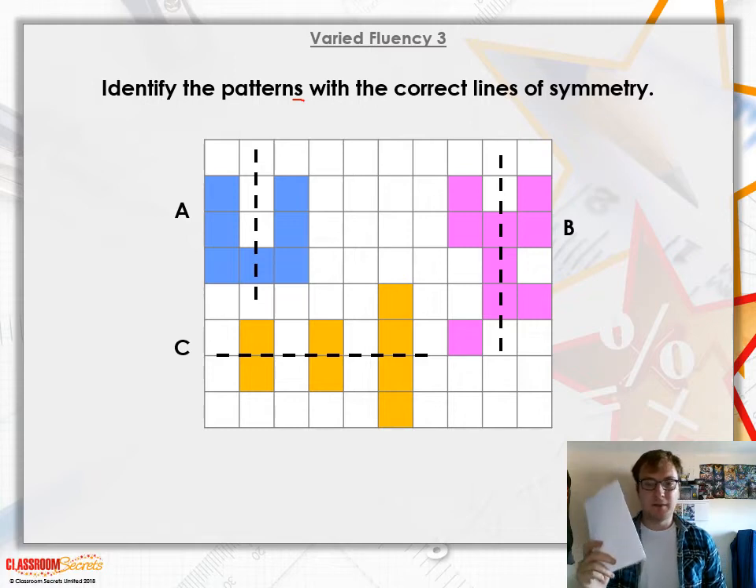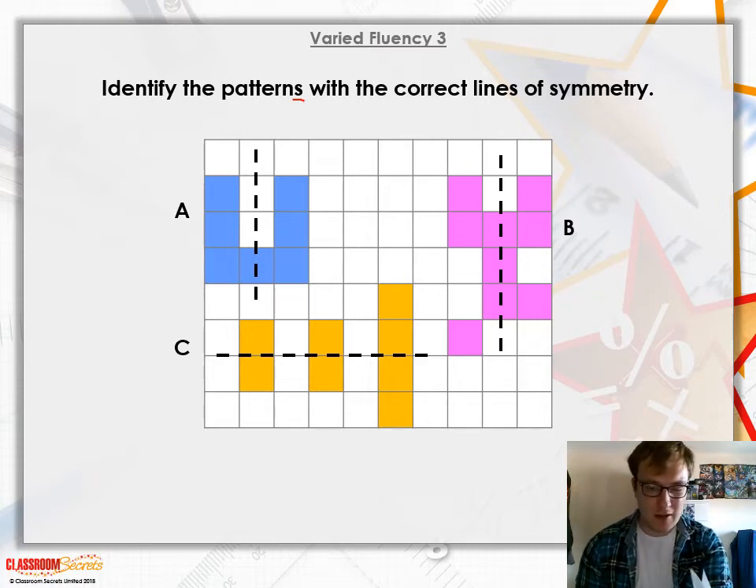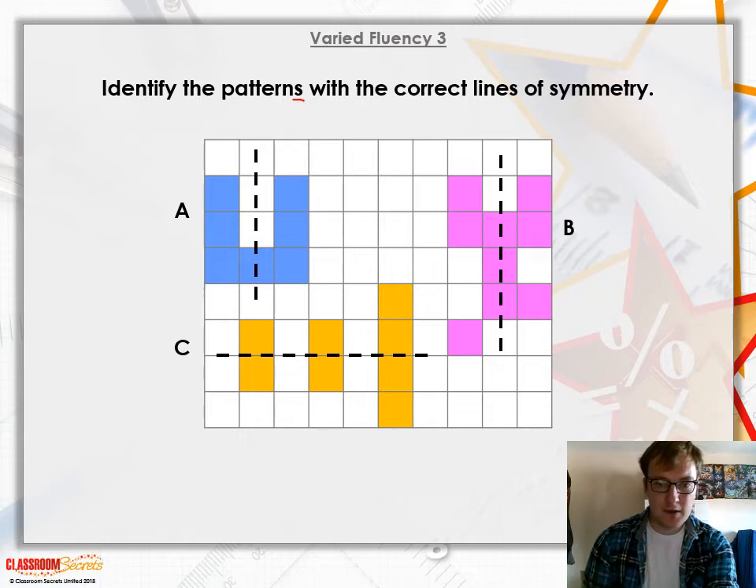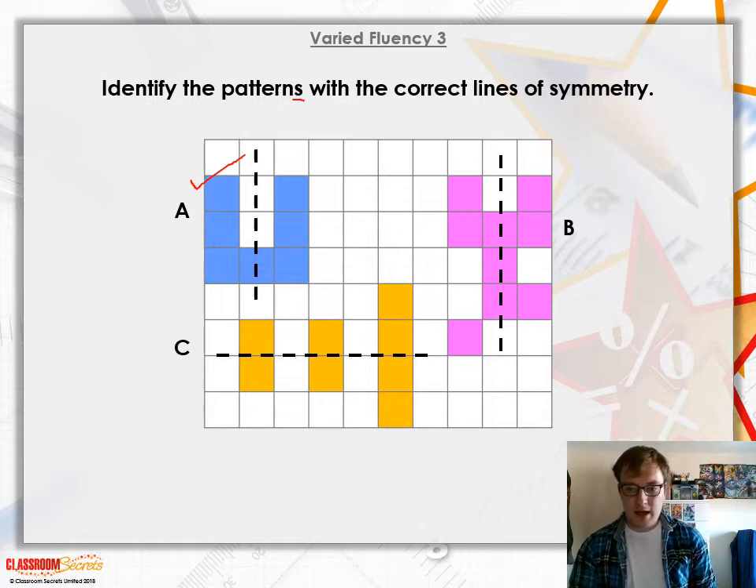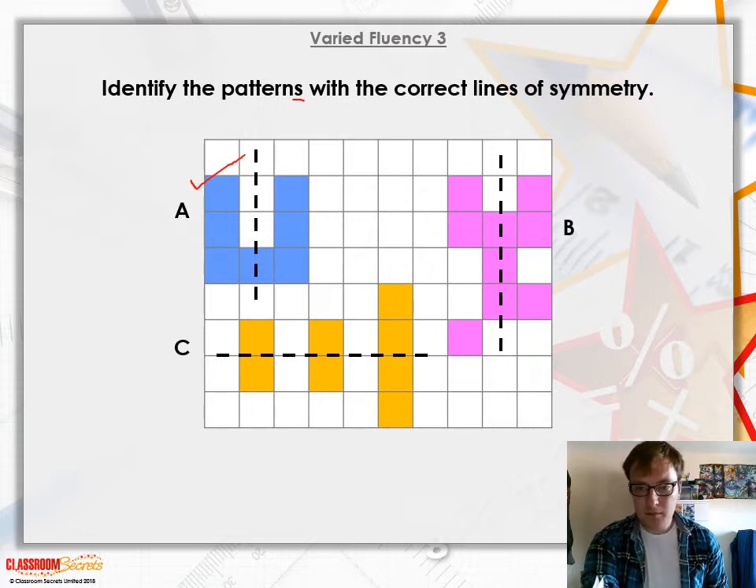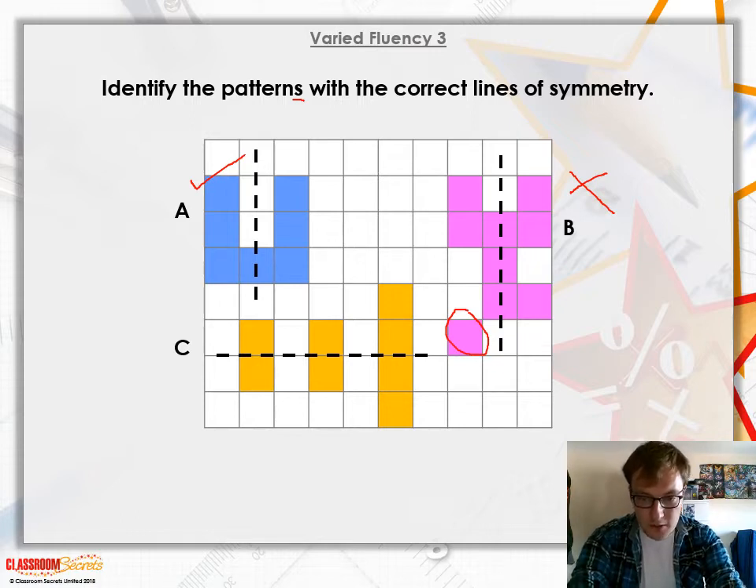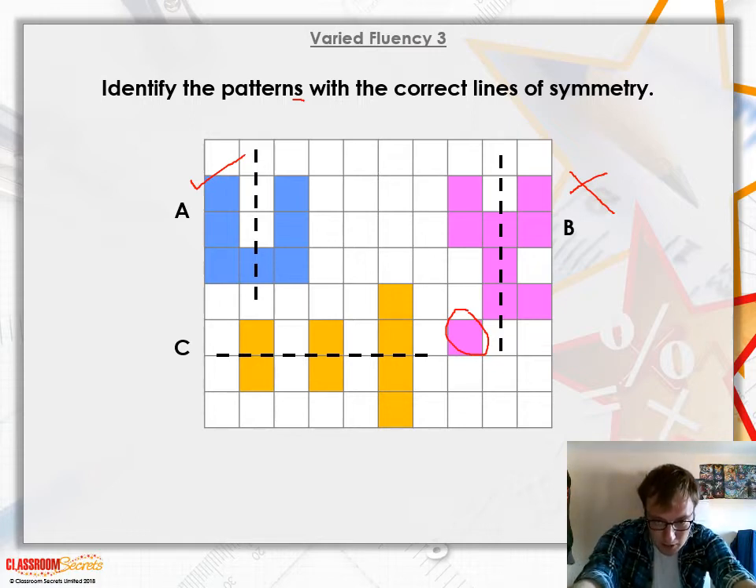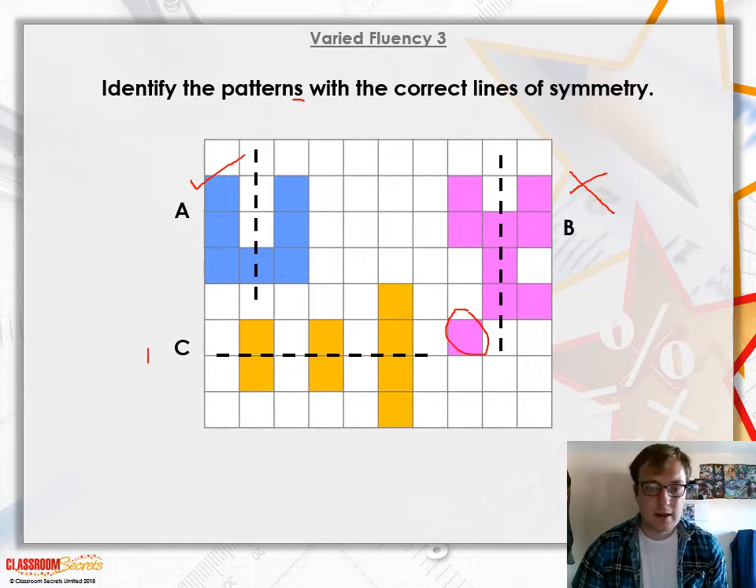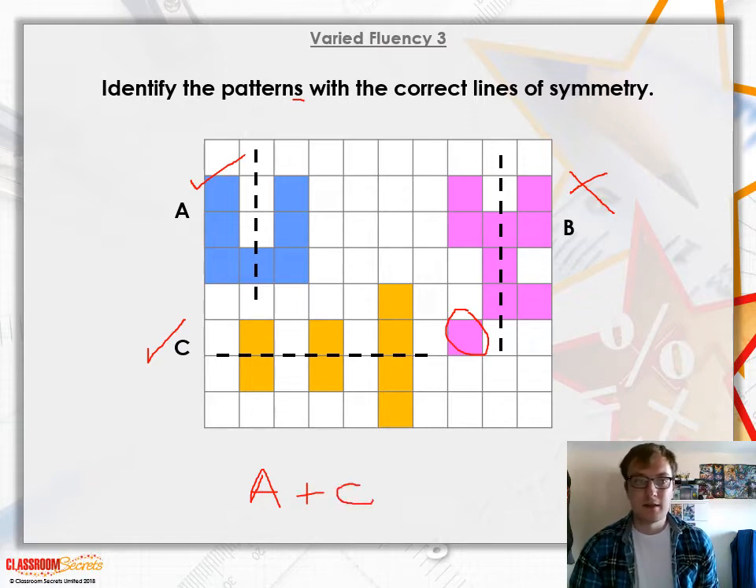Okay, once again, I've got my piece of paper. I'm going to put it up to my screen. I'm going to start with A. So looking at A, I can see on both sides that A is correct. So A is one of our correct lines of symmetry. Next, I'm going to go to B. So using my piece of paper, I can see this square here is either in the wrong place or has not been reflected correctly. So B would not be correct. And finally, C on the horizontal line, using my piece of paper, and yes, that would be correct as well. So A and C are correct there.